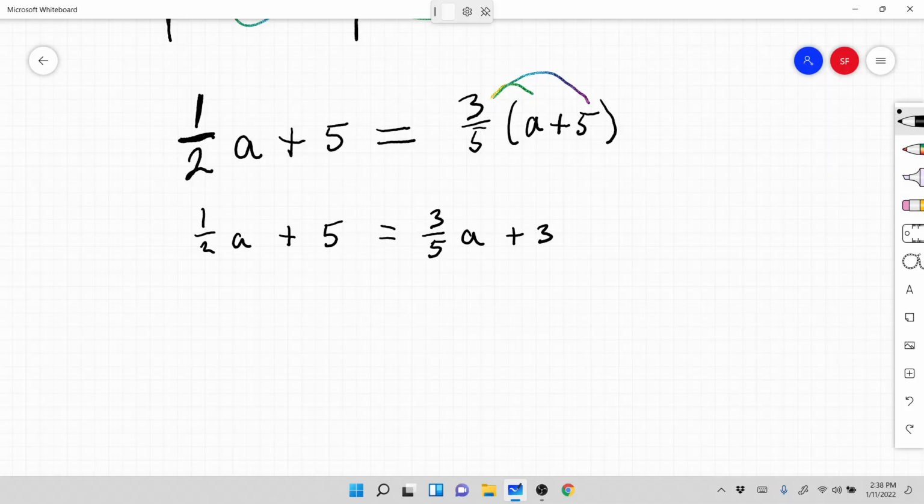Now what? Now we compare the like terms. Sure. So put them together. Minus 1/2. Sure. You like to put the variables on the right. I've noticed that.